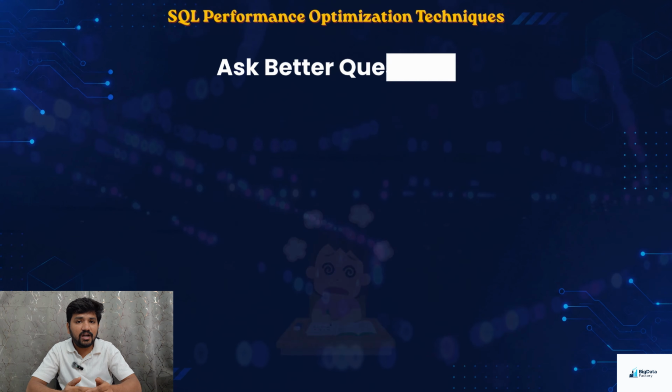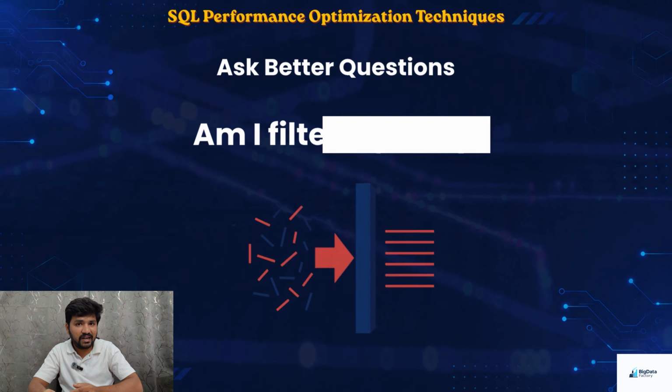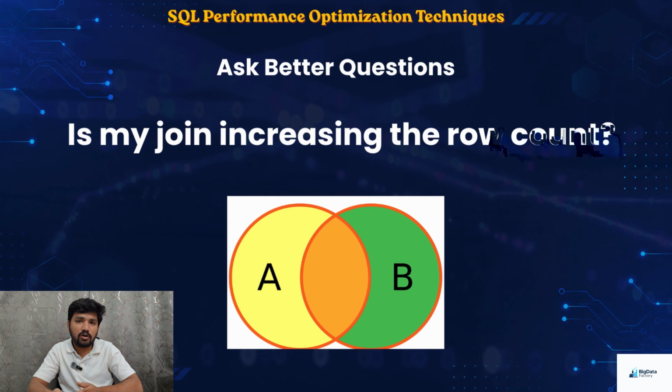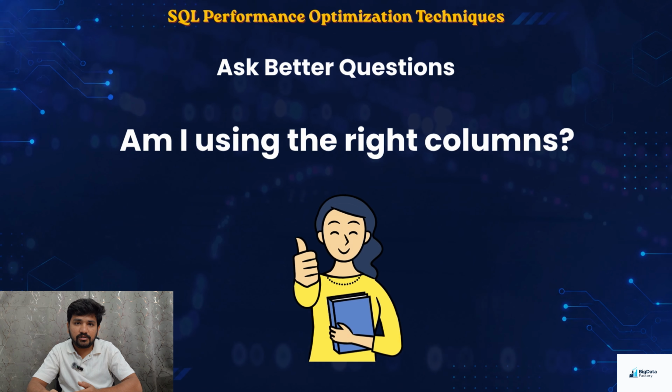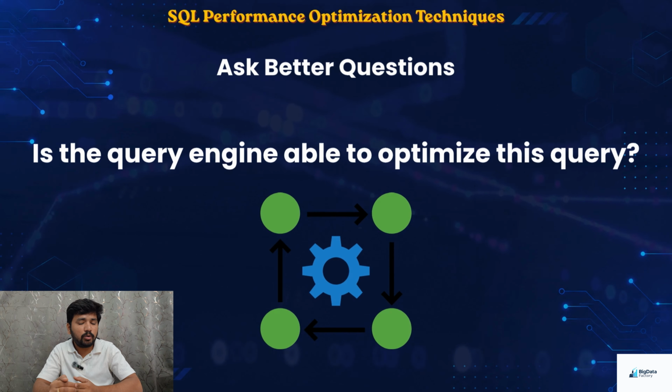Now let's start with one important point. SQL performance is not about memorizing tricks. It is about asking better questions. How much data am I reading? Am I filtering early? Is my join increasing the count? Am I using right columns? Is this query engine able to optimize this query? So whenever your SQL query is slow, don't just ask, why is this query slow? Ask, what is this query forcing the engine to do? That mindset changes everything.